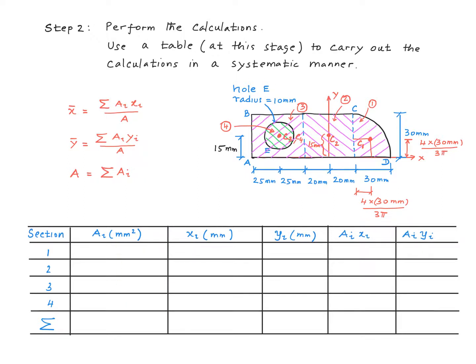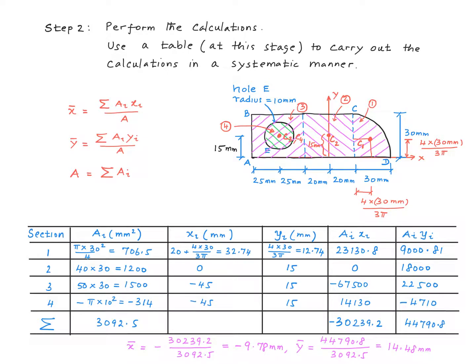Then we sum this column in order to find the area of the composite section, and we sum this column in order to find the numerator for the first equation, and sum this column in order to find the numerator for the second equation. A table like this allows you to focus on each term in detail and get not only the numbers right but also the signs right. Here are the numbers. The table is fairly easy to follow. Let me point out a few key things here.